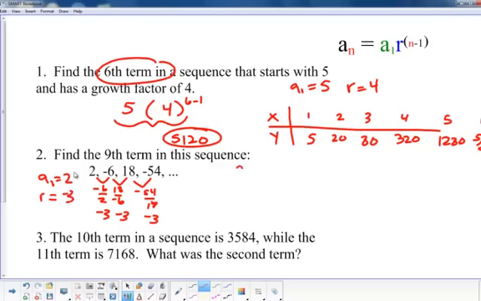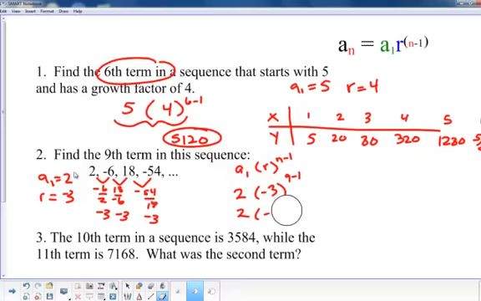So since our geometric sequence is a sub 1 times r to the n minus 1, that's number of terms, we're going to do 2 times negative 3 to the 9 minus 1. So 2 times negative 3 to the 8th. And if you put that in your calculator, you should get a positive number. You need to make sure the parentheses are around the negative and the 8's on the outside so that the negative is also put to the 8. So 2 times negative 3 to the 8th. 13,122.